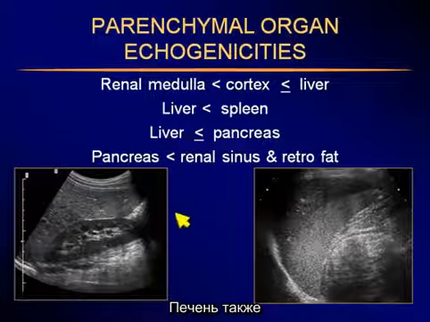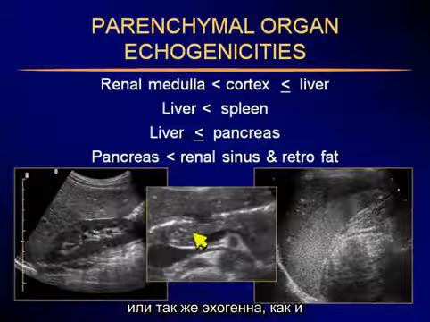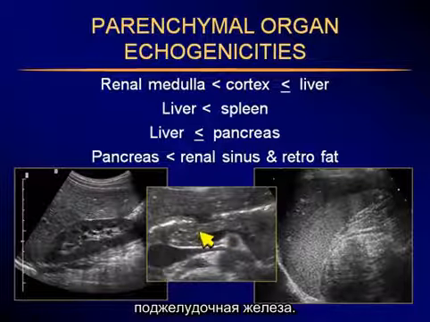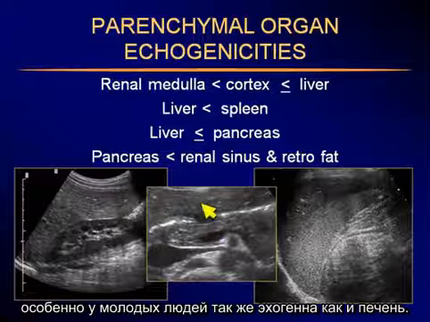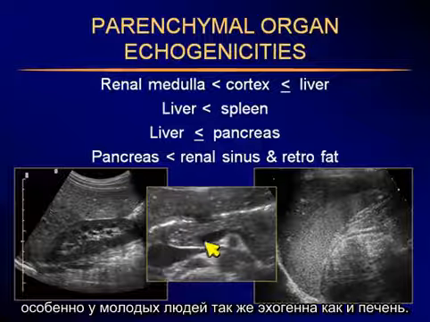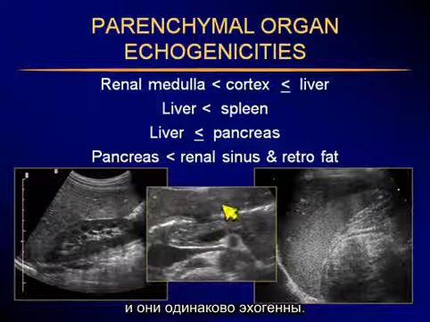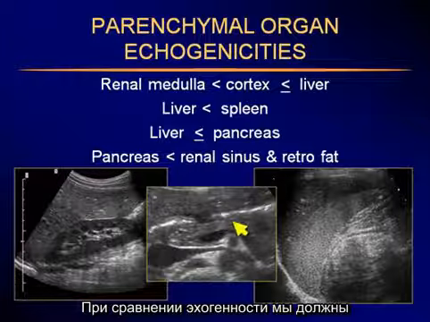The liver is also less echogenic or equal in echogenicity to the pancreas. Pancreas usually more echogenic, but they can be equal, especially in younger people. So here is pancreas, and here's the left lobe of the liver, and they're fairly equal. When we compare echogenicities, we should be comparing at a similar depth of the beam.